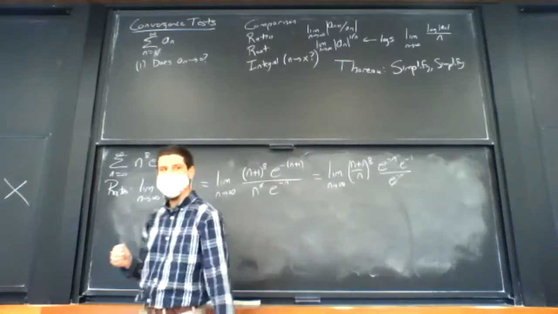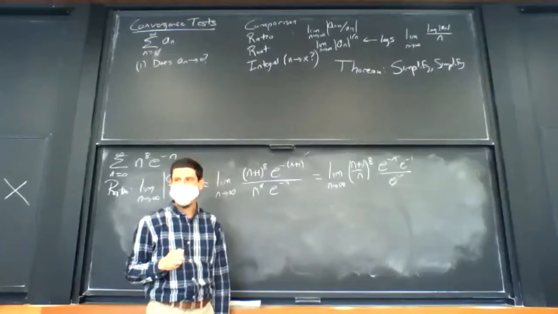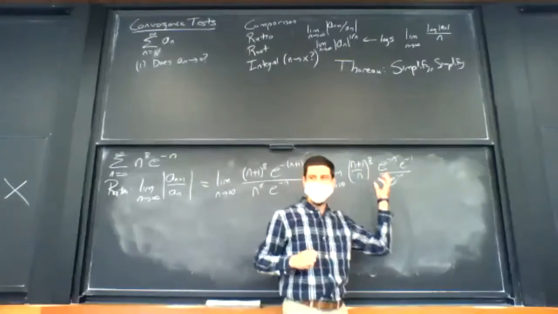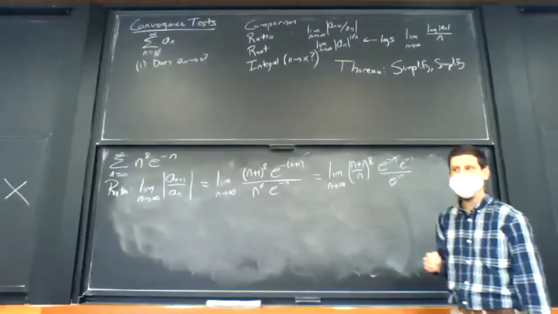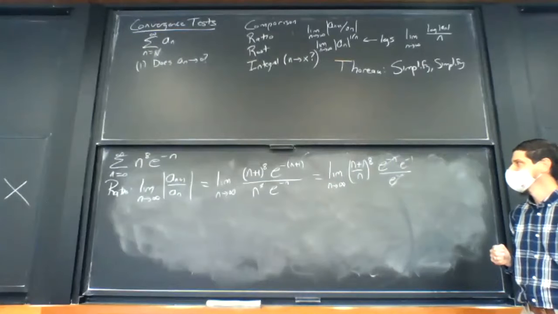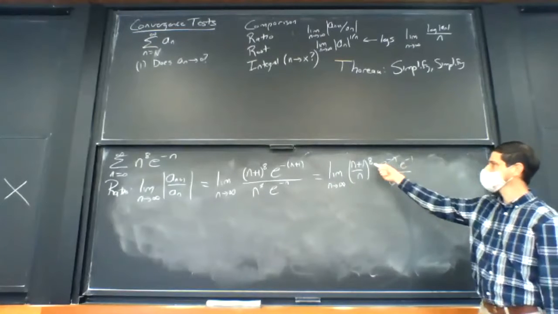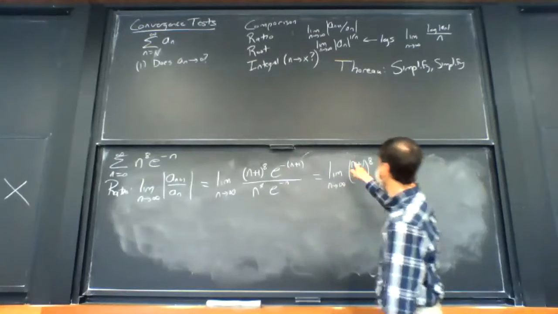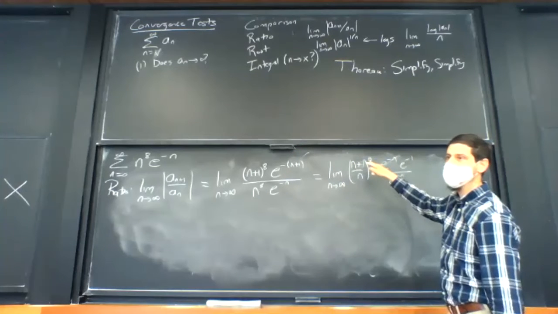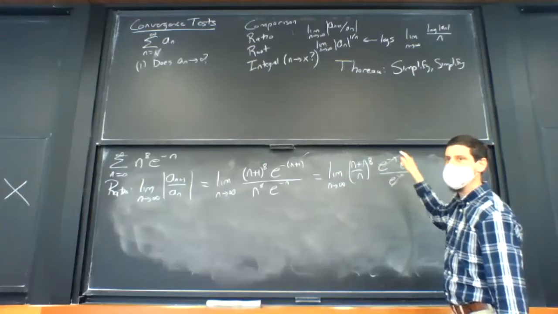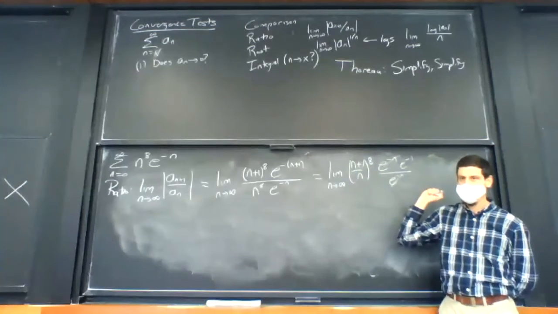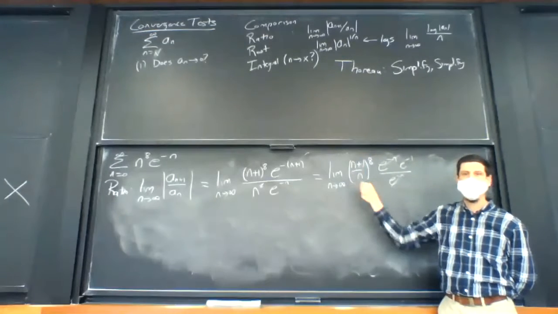We could also use... how else could we handle this product? I mean, you could use L'Hopital, but you'd have to expand things out to the 8th power. L'Hopital would work. You would have n^8 + 8n^7 + and so on. And when you use L'Hopital, you would have n^8 over n^8. What else could we use to handle this product?